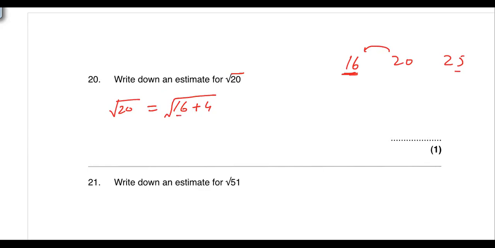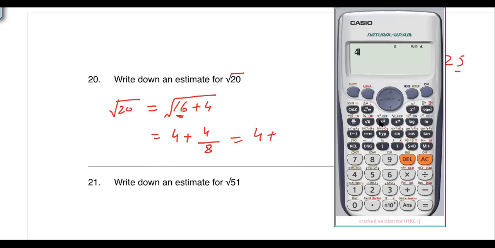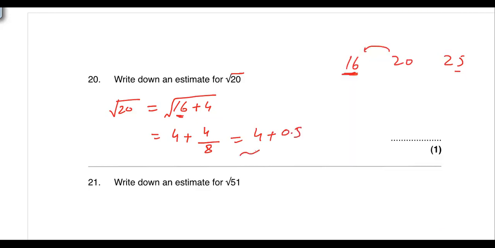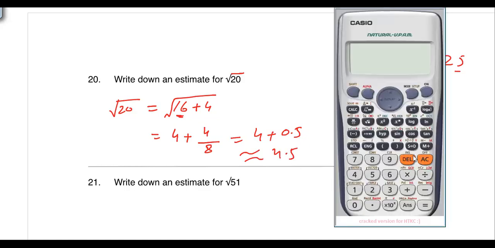Now, what is the square root of 16? The square root of 16 is 4, plus this one, right as it is, 4, over double of the square root, which is 8. Now it will be 4 plus what is 4 over 8? If you take 4 over 8, it is 0.5. So that will be 4.5. So if you directly use the calculator, what will it be?